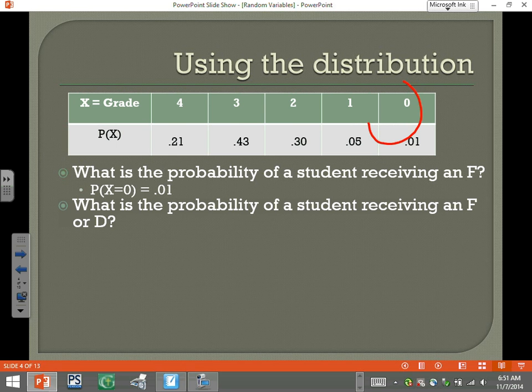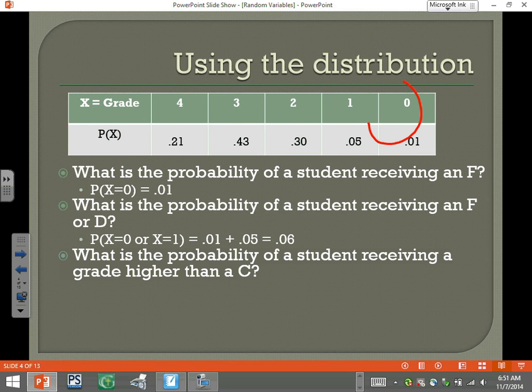What's the probability they receive an F or a D? Well, we already know how to deal with ORs. So it'd be probability that X is 0 or X equals 1. And so you just add 0.01 plus 0.05. And then how about probability of a student receiving a grade higher than a C? The thing to point out here is you could write that as probability X is greater than 2, above a C. Another way you could write that out is greater than or equal to 3. And there's actually a few other ways that you could write out these probability statements, like you see here. There's a few different ways of writing it, but all trying to say the same thing.